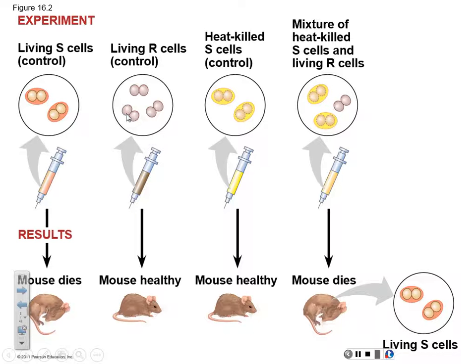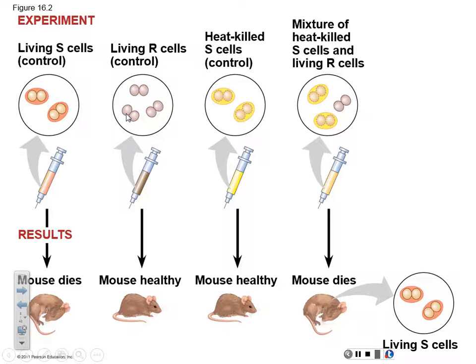And further, when he squeezes the pus out of the dead mice, the only kind of bacteria that grow on his petri dishes now are smooth. He only put live rough ones in. All the smooth ones were dead. How did he get live smooth ones out of these infected mice that had just died? What happened? How did the information that allowed the bacteria to become smooth get transmitted from a dead bacteria to the live bacteria, the live rough bacteria? That was a real puzzle.